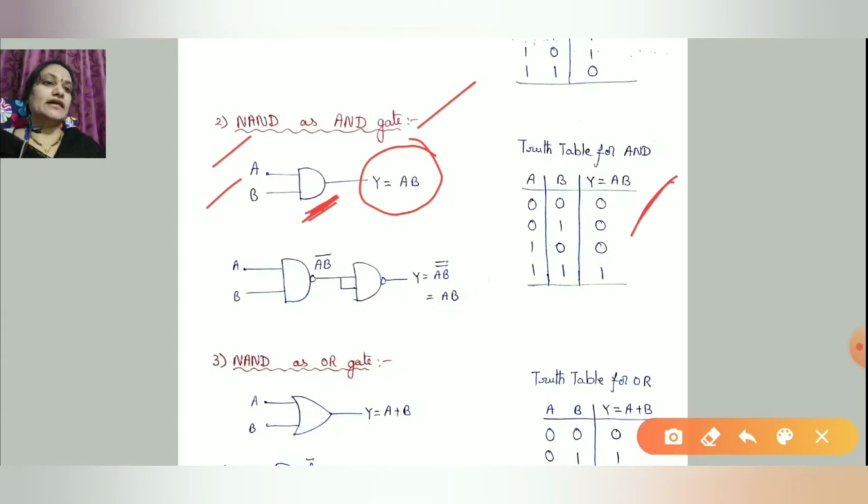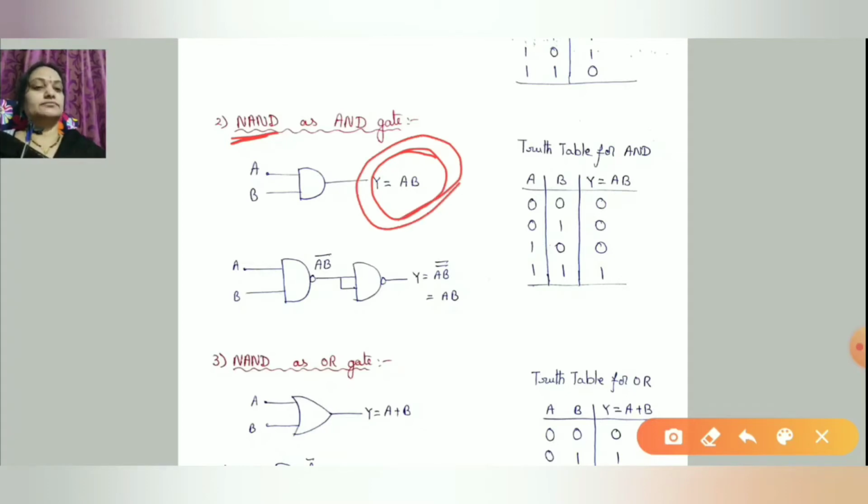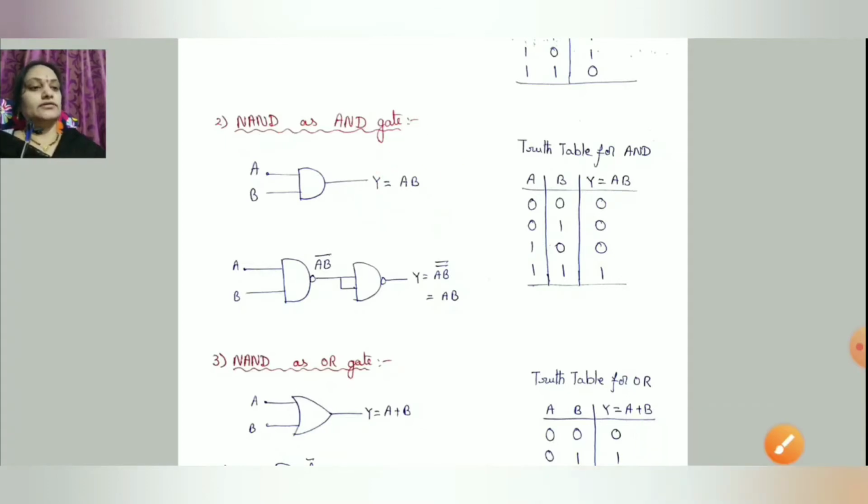And this is the truth table. Now, by using NAND gates only, you have to satisfy the expression AB, that is the product of two inputs. Without using an AND gate, you have to bring the output as AB. Now you can find the circuit like this.